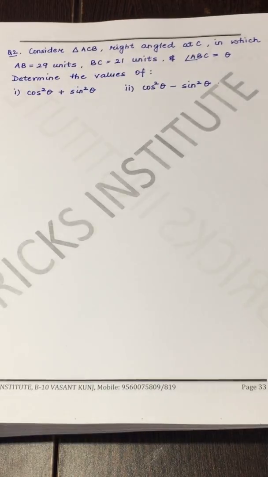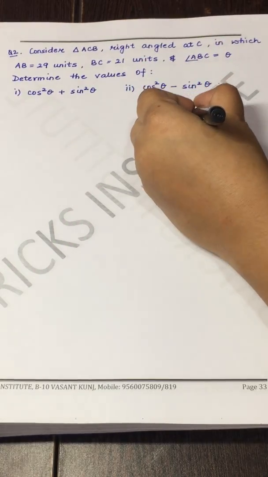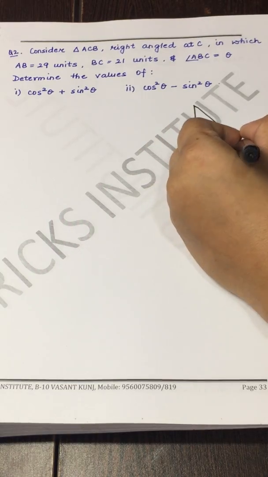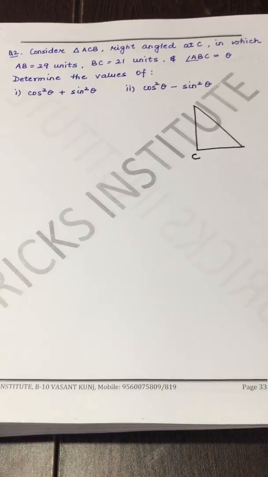Okay, let's do question number 2 now. It says consider triangle ACB which is right angled at C. So let's make the diagram first. So let's make a right angled triangle. It says which is right angled at C, so 90 degrees at angle C, in which AB is 29 units and BC is 21 units.